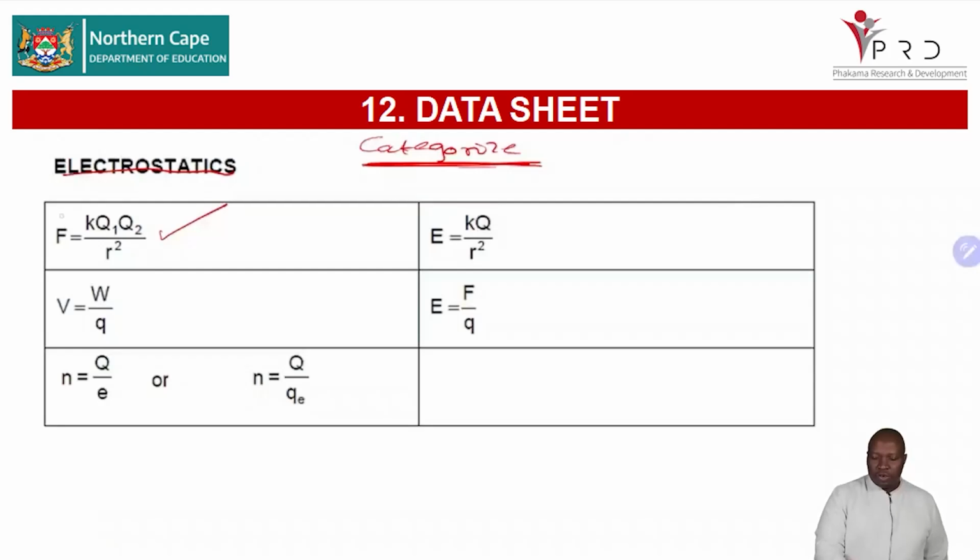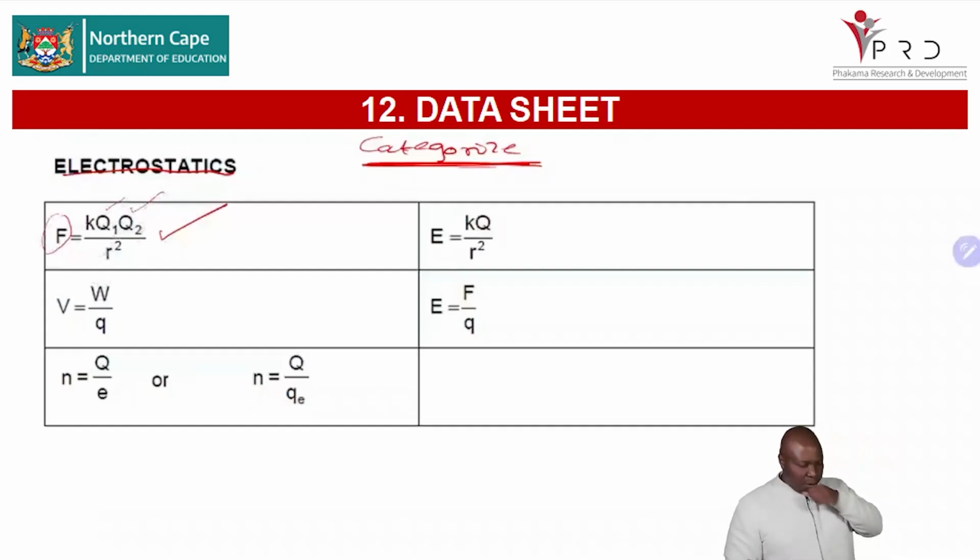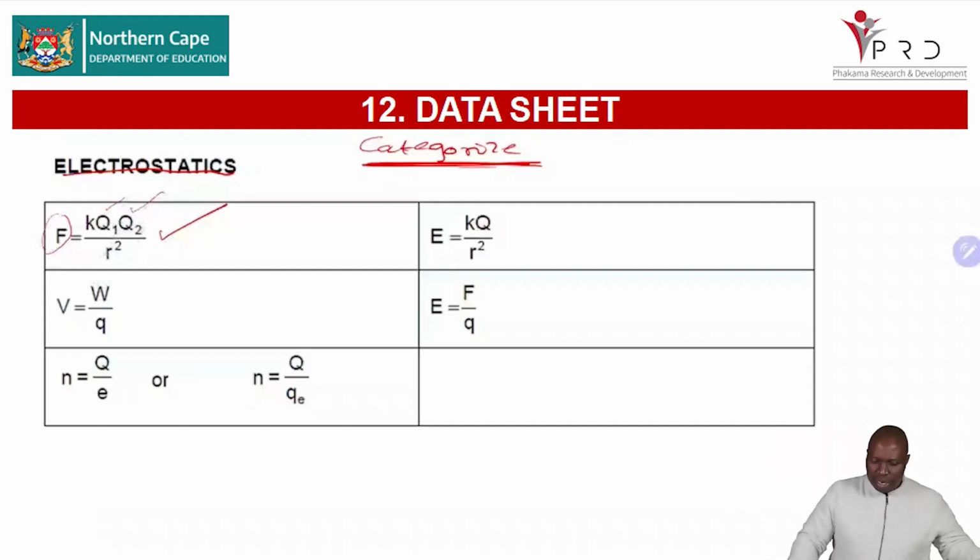The magnitude of the electrostatic force exerted by one charge Q1 on another charge Q2 is directly proportional to the magnitude of the product of the charges and inversely proportional to the square of the distance between them. So that formula is enough to remind you how to state Coulomb's law.